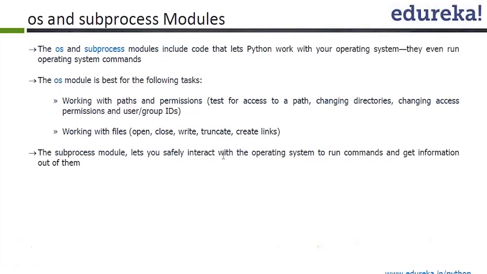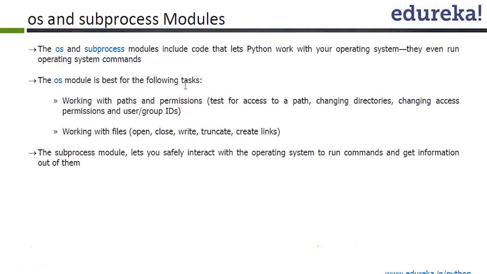So again, there are OS and subprocess modules. We'll walk you through this briefly. The OS and subprocess modules include code that lets Python work with the operating system. OS is the operating system package, and it acts as an interface between your Python and the operating system. They can even run operating system commands. You can run your operating system commands using the OS and subprocess packages.